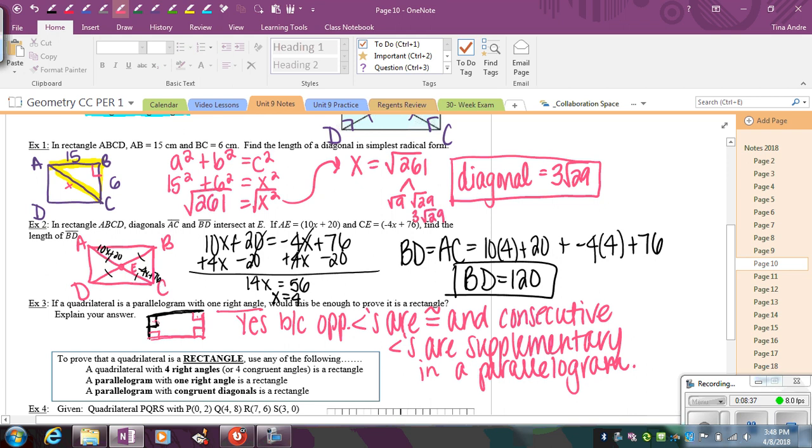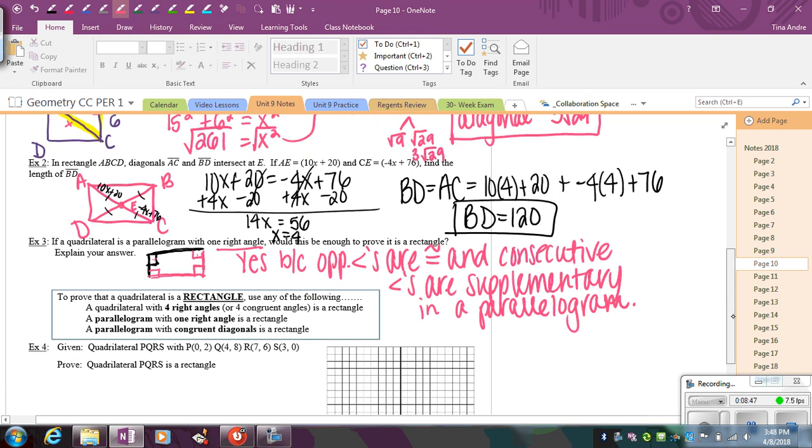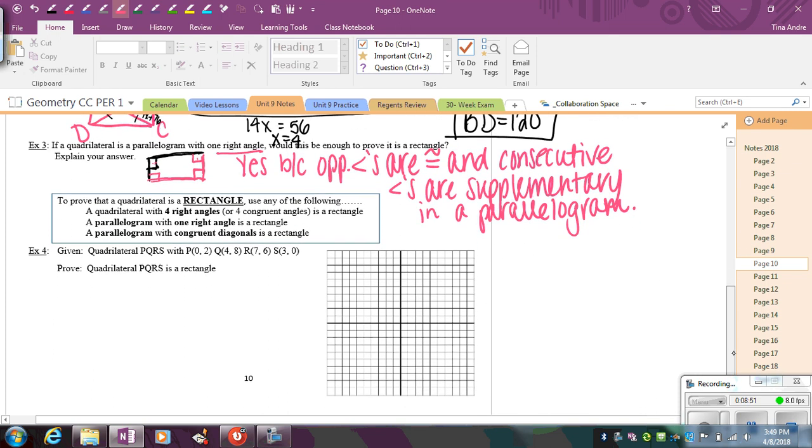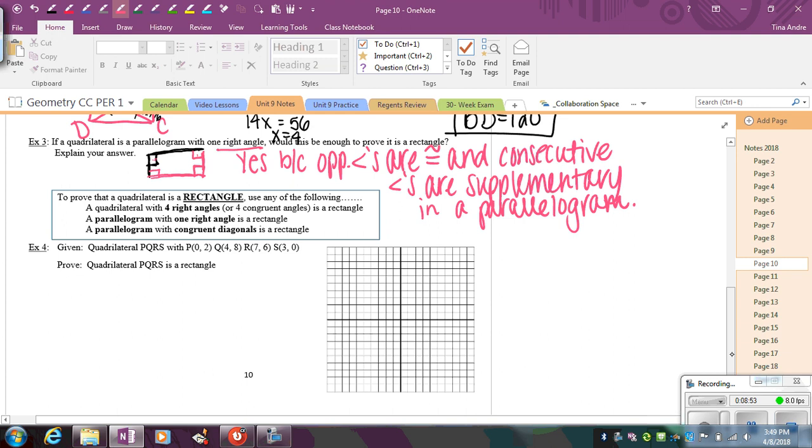So meaning if you have one right angle, then the opposite angle has to be a right angle, and then the two consecutive angles also have to be right angles in order to add to 180. So that's, I think, the easiest way to explain why it works. So that brings us to this last question, which is how can we prove that we have a rectangle? So there's three different approaches here. One is just the definition of a rectangle.